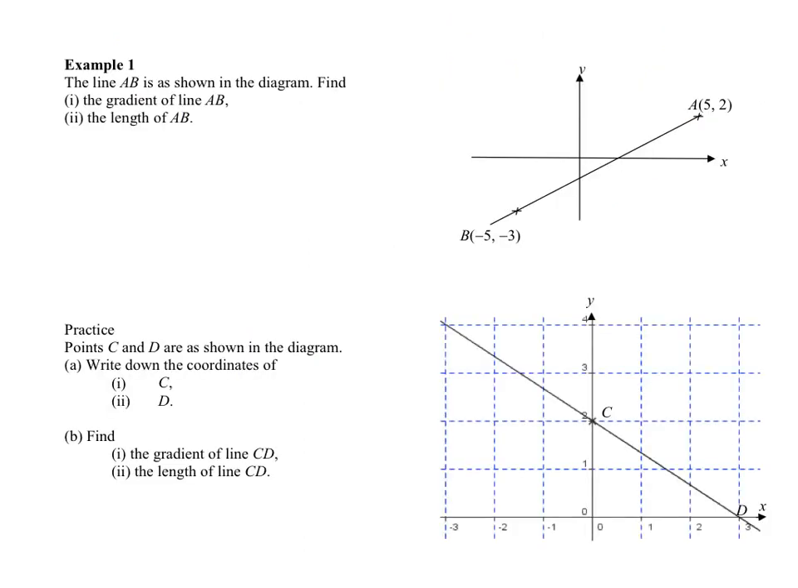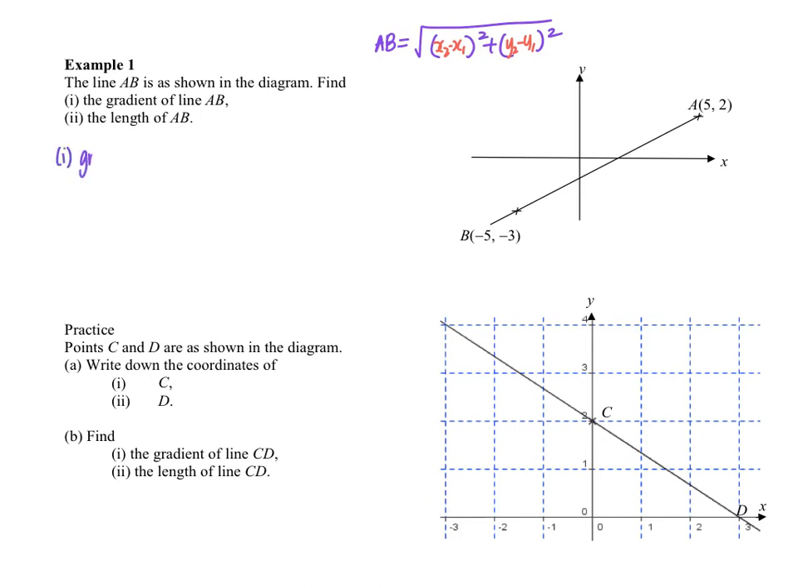Now we should put these two concepts into use. Let us recall again. Gradient is given by y2 minus y1 over x2 minus x1, and the length of line segment is given by the square root of something square plus something square, and it will be y2 minus y1, x2 minus x1. Okay, so let us begin. The line AB is shown and we have two particular points. Find the gradient of AB. Are you able to get the answer?